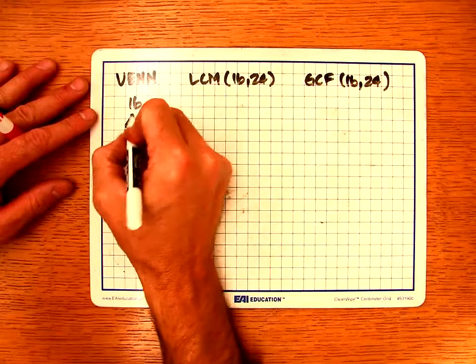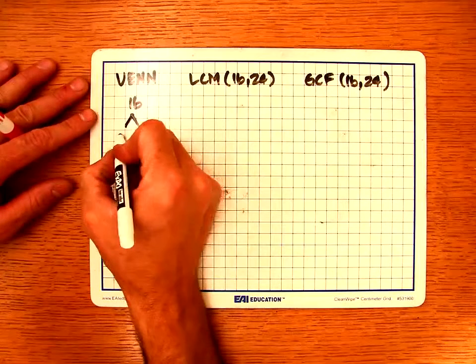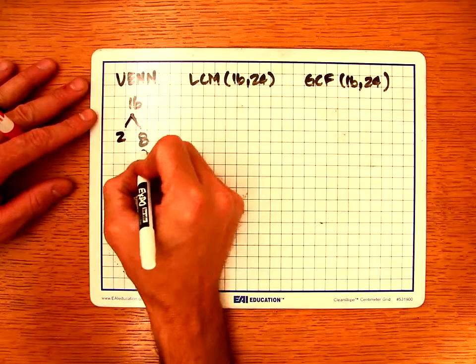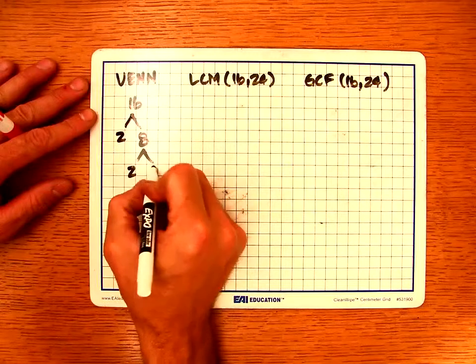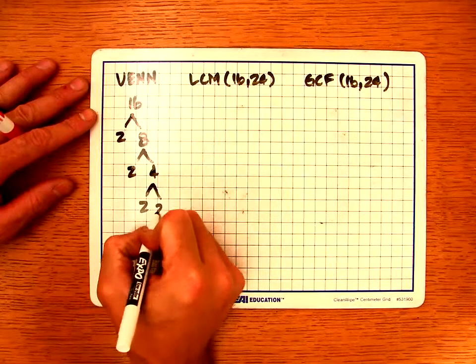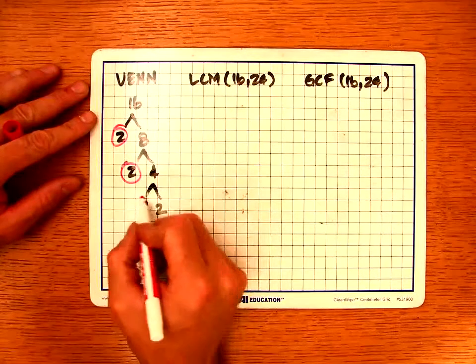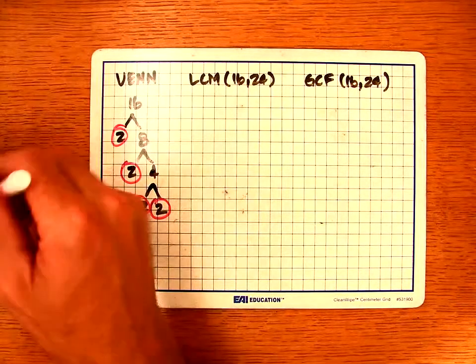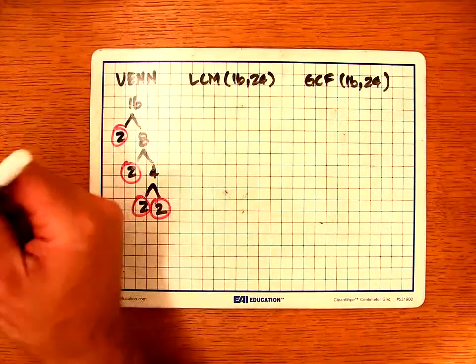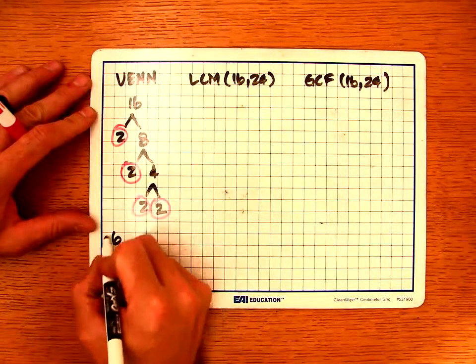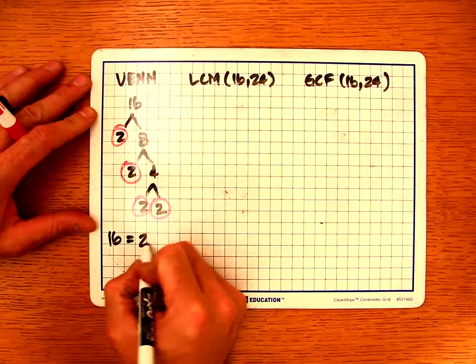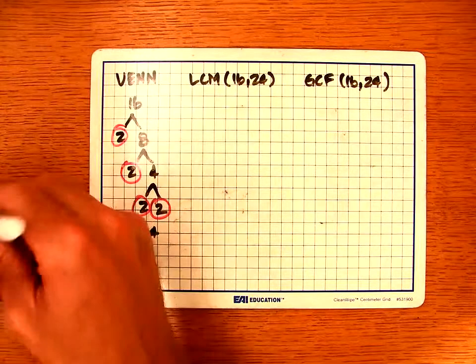So to find the unique prime factorization of 16, I'll use a factor tree. It's 2 times 8. 8 is 2 times 4, and 4 is 2 times 2. Each one of these branches I terminate when I reach a prime number. So we can see that 16's unique prime factorization is 2 to the 4th.